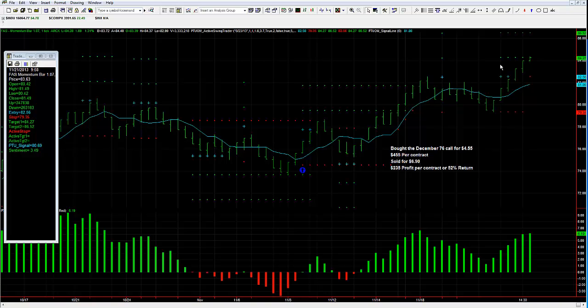But the nice part about this is the stop is now at break even, so the risk is off the table. So we've got a nice trade going on FAS. It's been a nice little stretch here on this product.